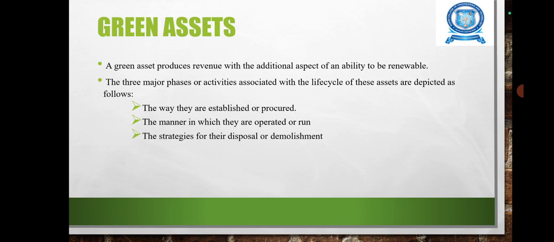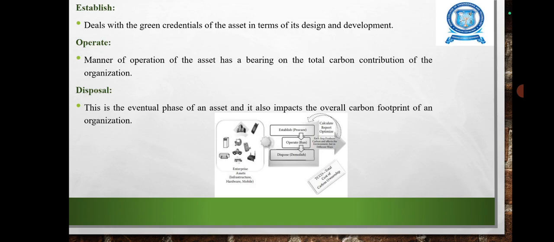Here we have three major phases or activities associated with the life cycle of these assets, depicted as follows. They are the way they are established or procured, the manner in which they are operated or run, and the strategies for their disposal or demolishment. Next one, establish. It deals with the green credentials of the asset in terms of its design and development.